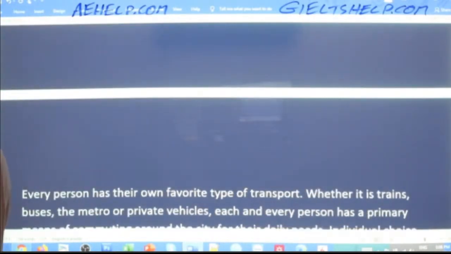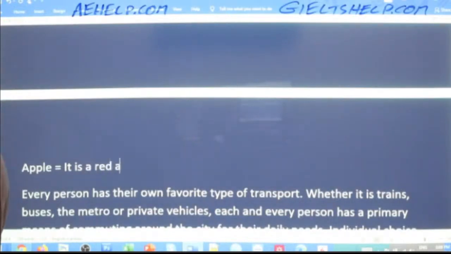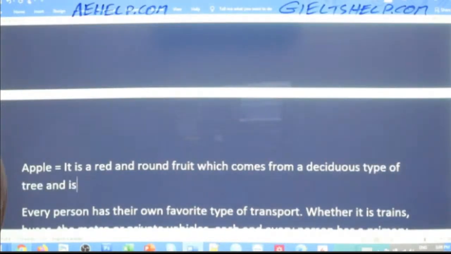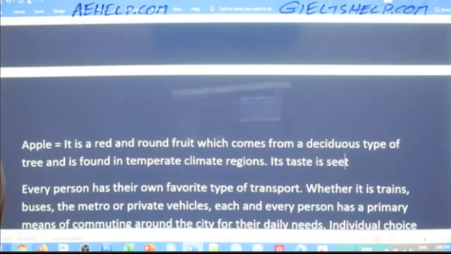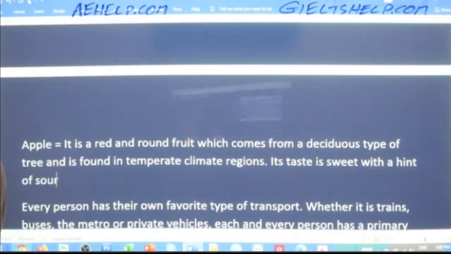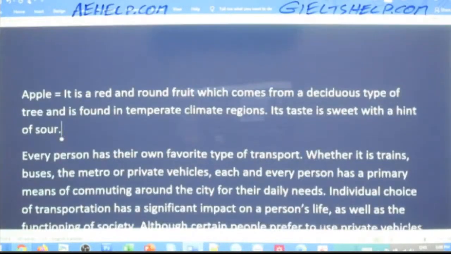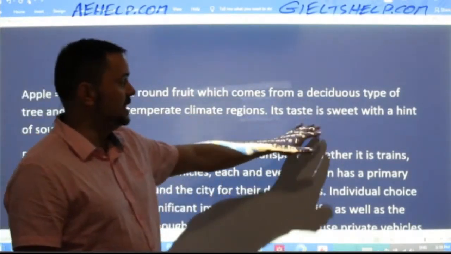It depends on your level of knowledge and vocabulary, of course. So an apple for definitive paraphrasing would be, it is a red and round fruit, which comes from a deciduous type of tree and is found in temperate climate regions. Its taste is sweet with a hint of sour. So I'm just showing you some extensive definitive paraphrasing here. This is an example of definitive paraphrasing. So apple, it is a red and round fruit which comes from a deciduous type of tree and is found in temperate climate regions. Its taste is sweet with a hint of sour.